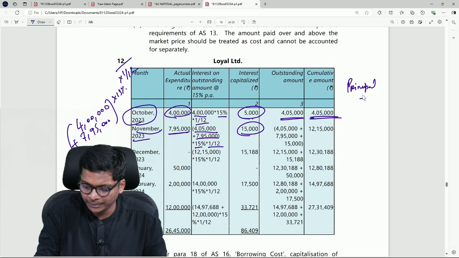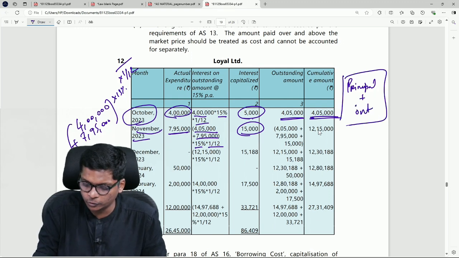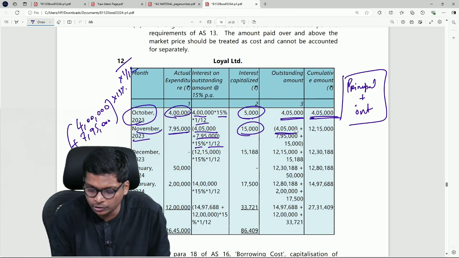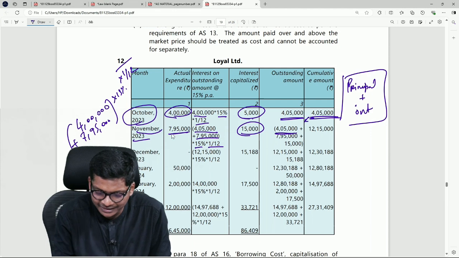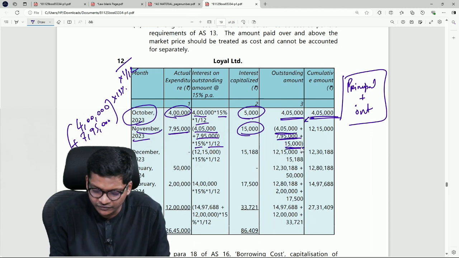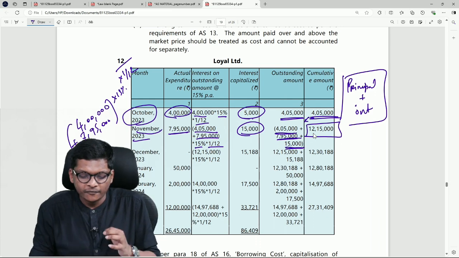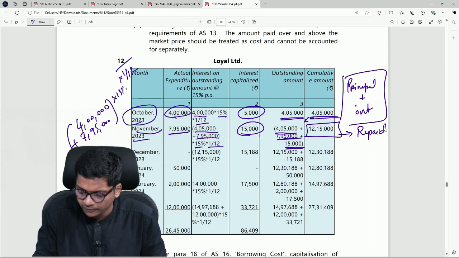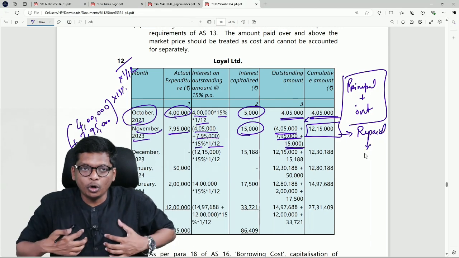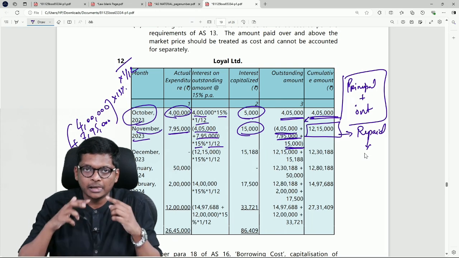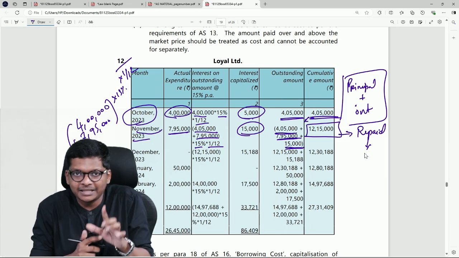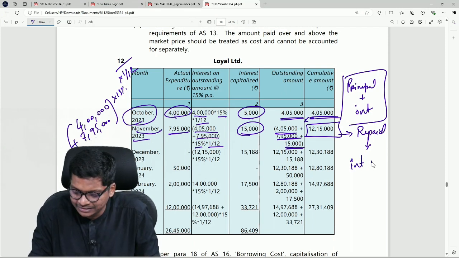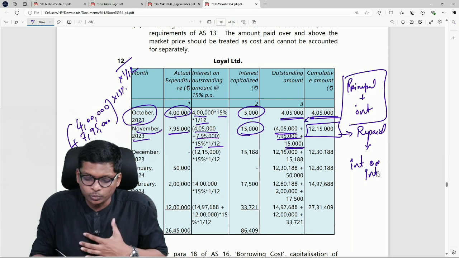Principal plus interest fully has to be repaid. How much is this full principal plus interest? 4 lakh 5,000 previous outstanding plus new 7 lakh 95,000 plus 15,000, 12 lakh 15,000 has to be repaid. We are yet to repay this. So, if you don't repay within 1 month, they told interest is debited on a monthly basis. So, if you don't repay within the same month, they will charge interest on interest. That is what is happening here.